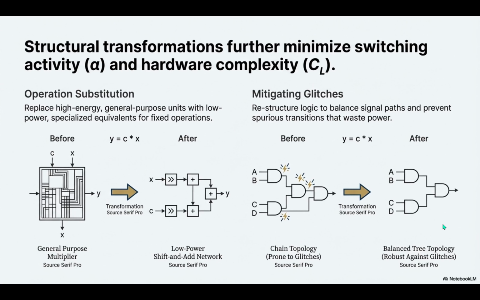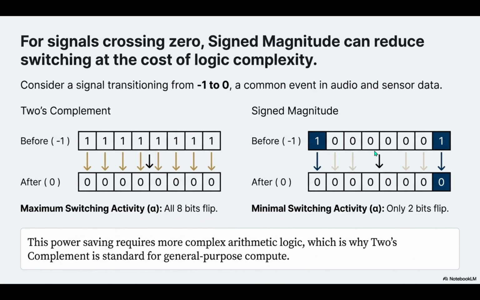There's one last fascinating piece in level 2, and it's about data representation. The trade off between two's complement and signed magnitude. Oh yeah, this is a beautiful example of a power versus complexity trade off. If you have data that crosses zero a lot, like audio signals or sensor data, two's complement is actually pretty inefficient. For an 8-bit number, going from -1 to 0 requires all 8 bits to flip. That is the maximum possible switching activity, a huge power spike.